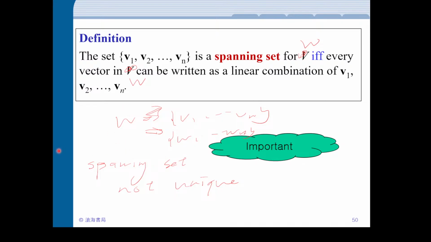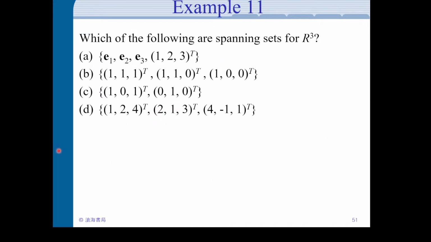Let's see an example to see whether some set of vectors spans R3. Here we can get a little interactive. We are short on time, but let's try to do a bit of that. We have a whole bunch of vectors, and we want to see whether they are a spanning set of R3. Here the subspace is the whole space. The first one I think is a bit easier. We have the set being E1, E2, E3, and (1, 2, 3).